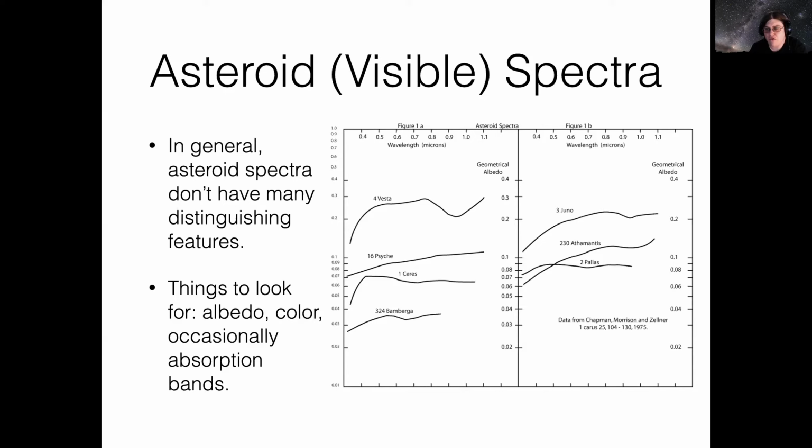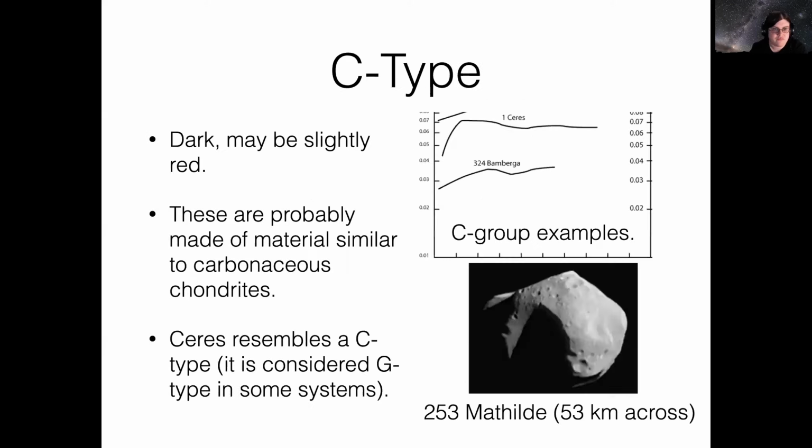Occasionally you can find absorption bands, like you see Vesta has that dip. Other examples on this plot would be Bamberga, Juno, maybe Alpha, maybe Athamantis and Pallas, maybe Ceres. And try to match those up with things. Let's go through some types. So here are some types.